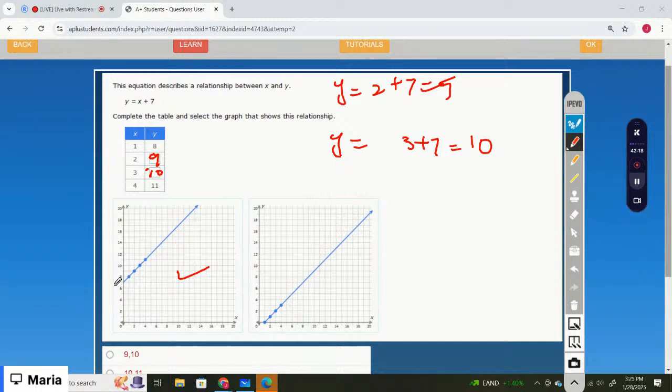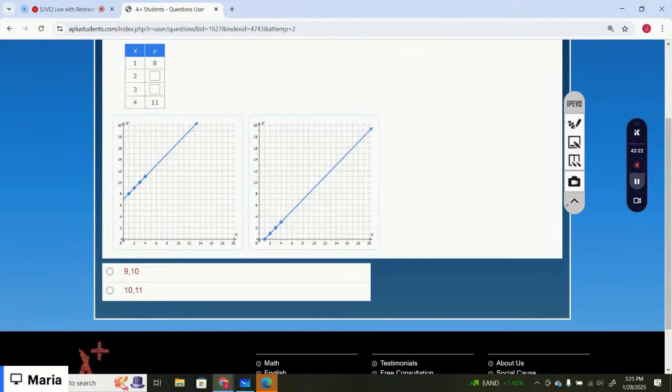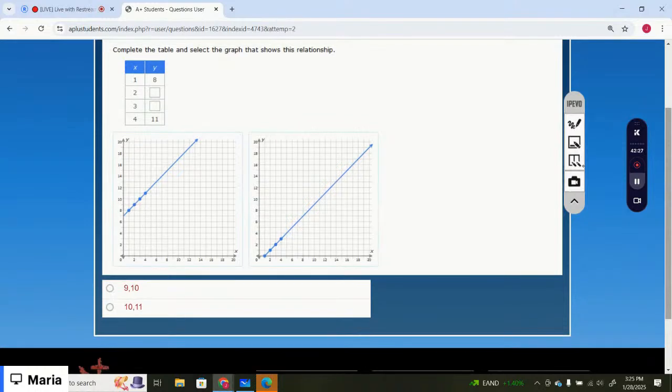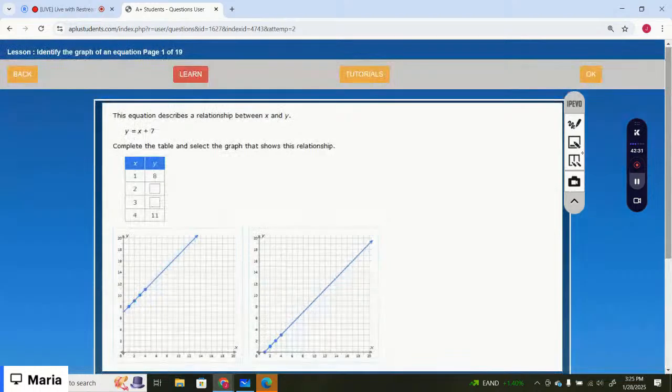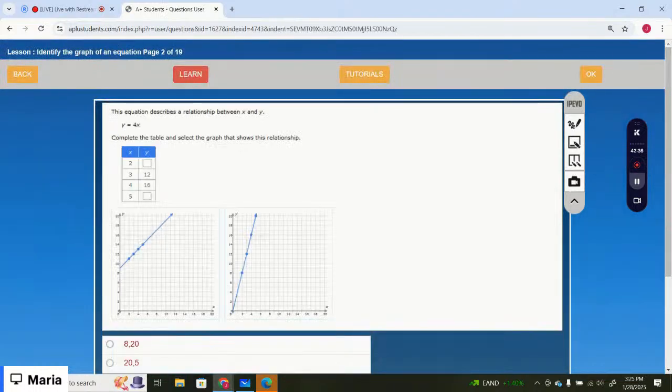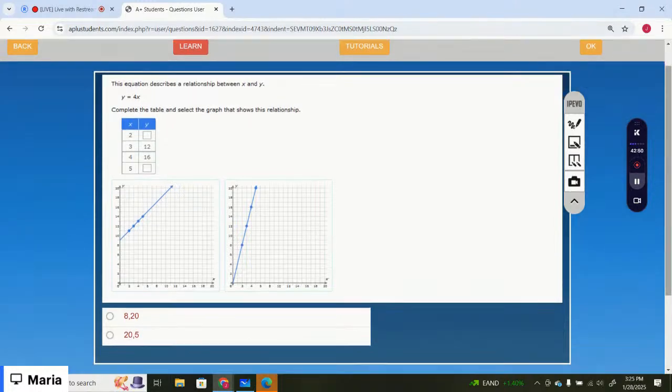You can just match these points with the graph, right? Option number 1. 9 and 10. The missing values are 9 and 10. Okay, the next one is y equals 4x. So what values are missing?